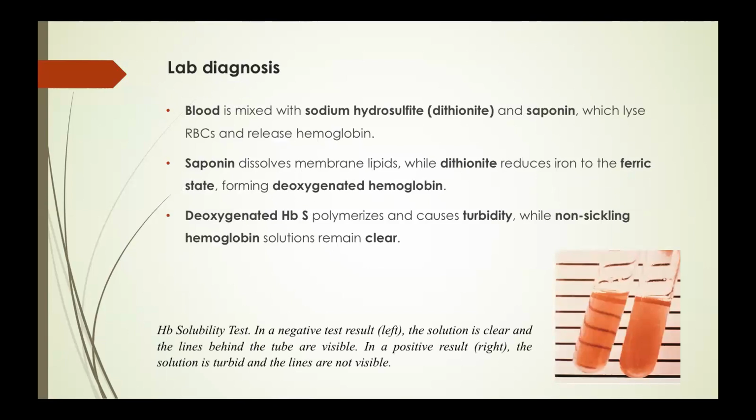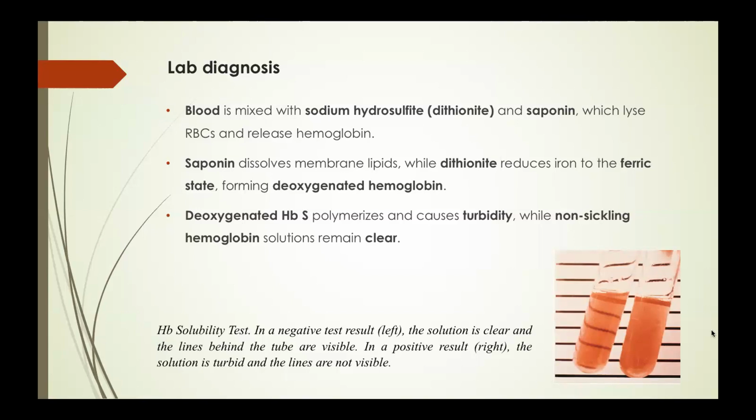What we have to do is just mix sodium hydrosulfite, which is known as dithionite, and saponin, which lyses RBC and releases hemoglobin. Saponin will dissolve the lipid membrane, and the dithionite will reduce iron to the ferrous state, forming deoxygenated hemoglobin. And deoxygenated sickling hemoglobin polymerizes and causes turbidity, while a non-sickling hemoglobin solution will be clear. So this is how we perform hemoglobin solubility testing.